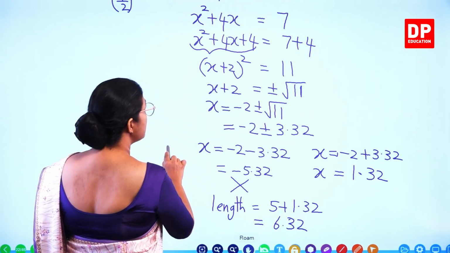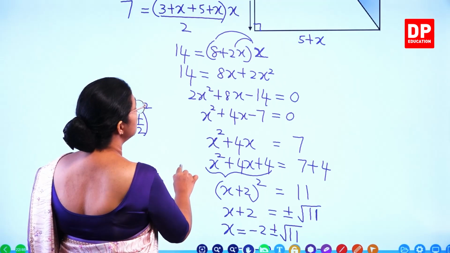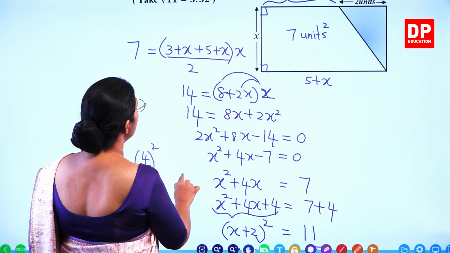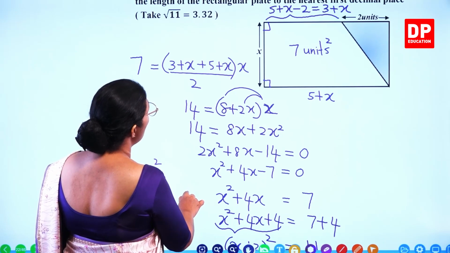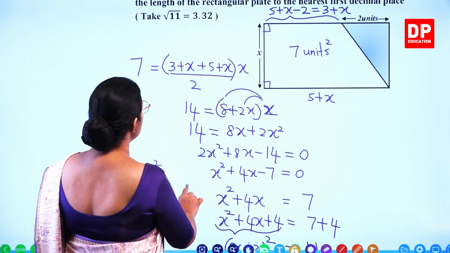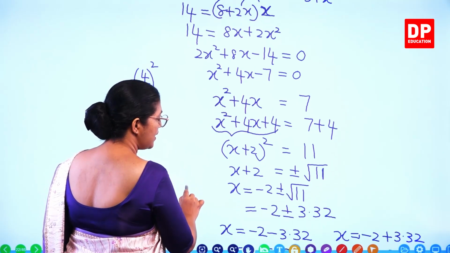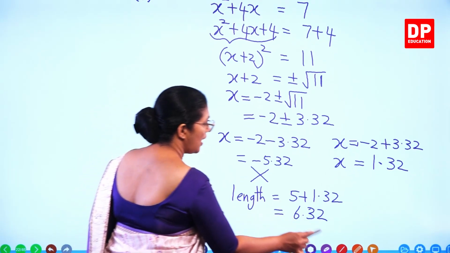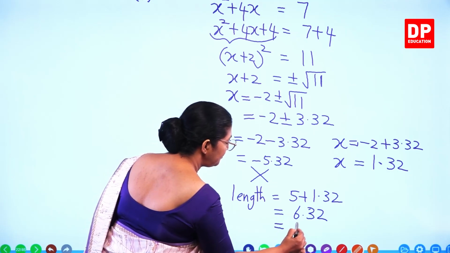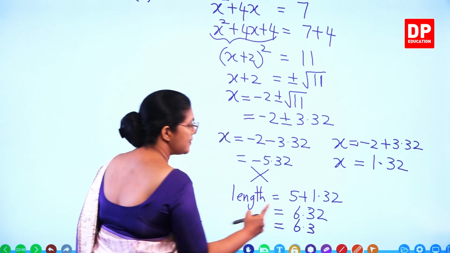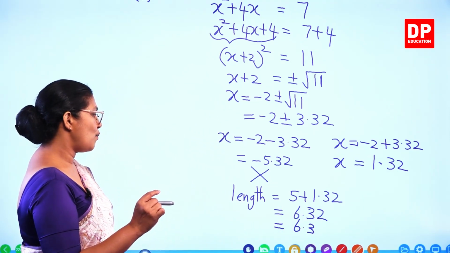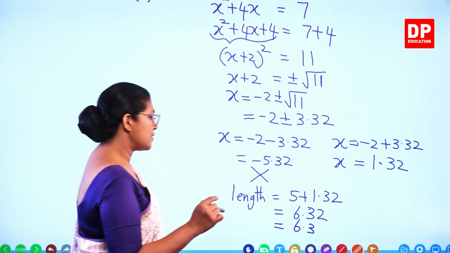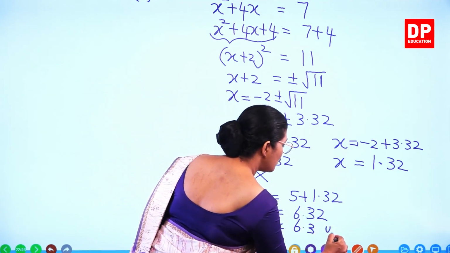So what's the unit? The units are just not given properly. So, to the nearest first decimal place, 1 decimal place. What's the final answer? It's 6.3. 2 is less than 5, so you don't add 1 to the previous number. So 6.3 units.